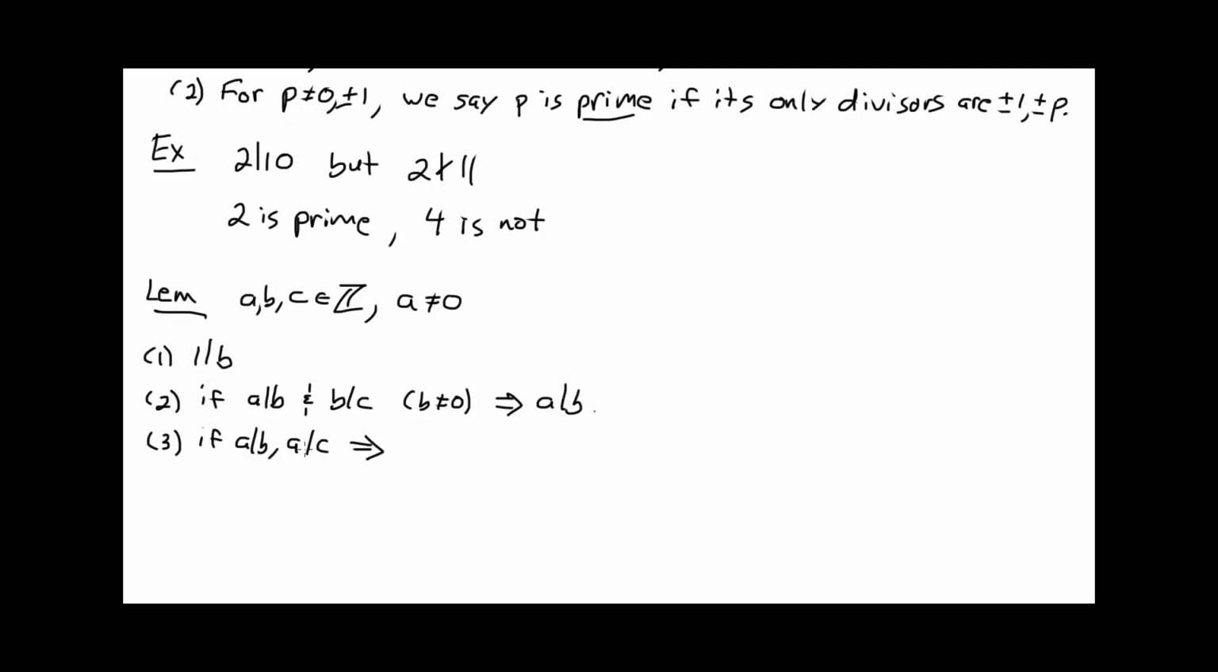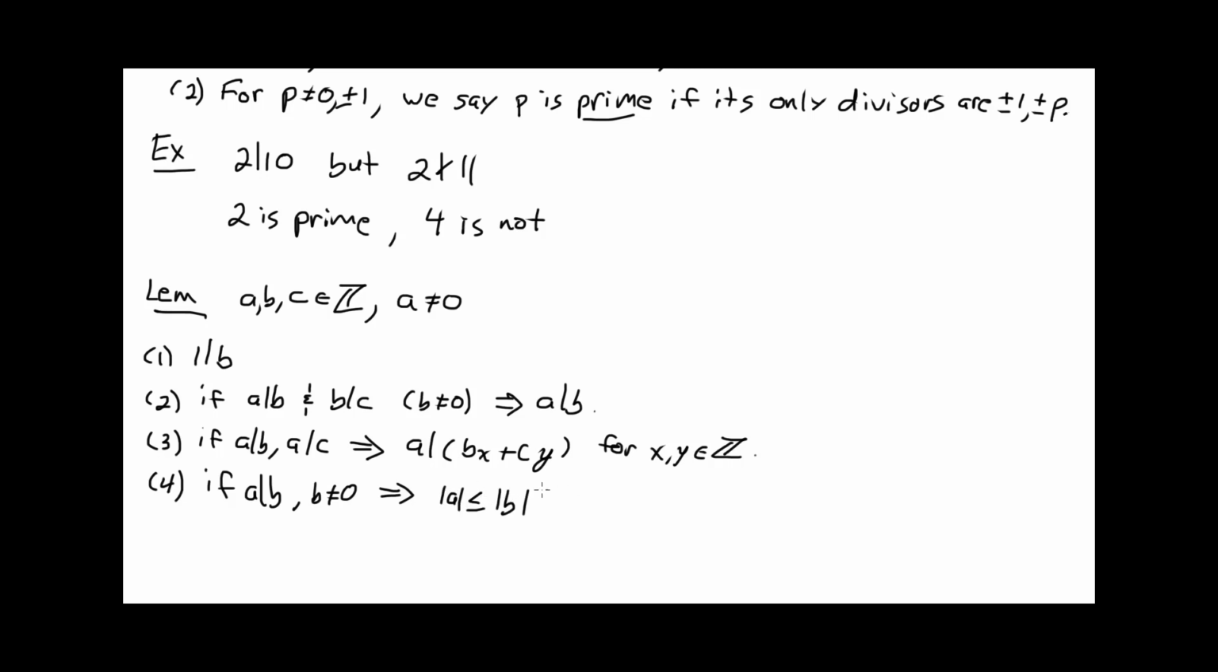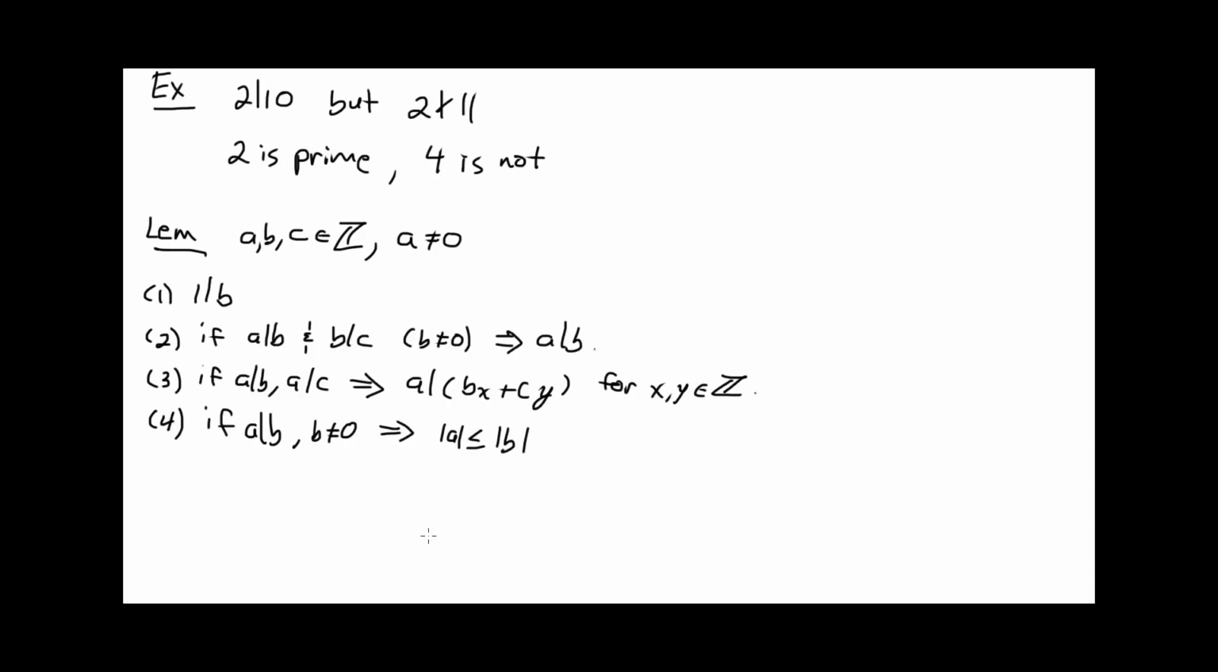Number 3. If a divides b and a divides c, then a will divide any linear combination. Namely, if x and y are any other integers, a divides bx plus cy. Number 4. If a divides b, at least for b non-zero, then essentially a has to be smaller than b. The precise statement needs absolute value signs, but you get that the absolute value of a is smaller than or equal to the absolute value of b.